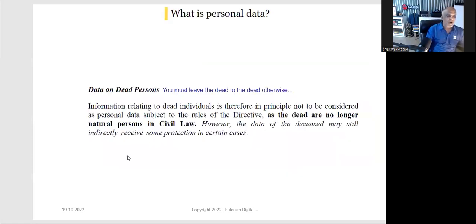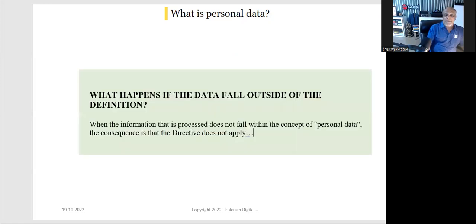Okay. So information relating to a deceased individual is in principle not to be considered personal data under the law, and dead persons are no longer natural persons in civil law. That's what we talked about. Okay, so the last one: what happens if the data falls outside of this definition? Still, keep it properly and don't collect too much information. Keep it lean. It doesn't mean individuals may be deprived of any kind of protection in a particular situation, like Abdullah's situation I took. If Abdullah's situation is just falling outside this, then you need to take care of those things.